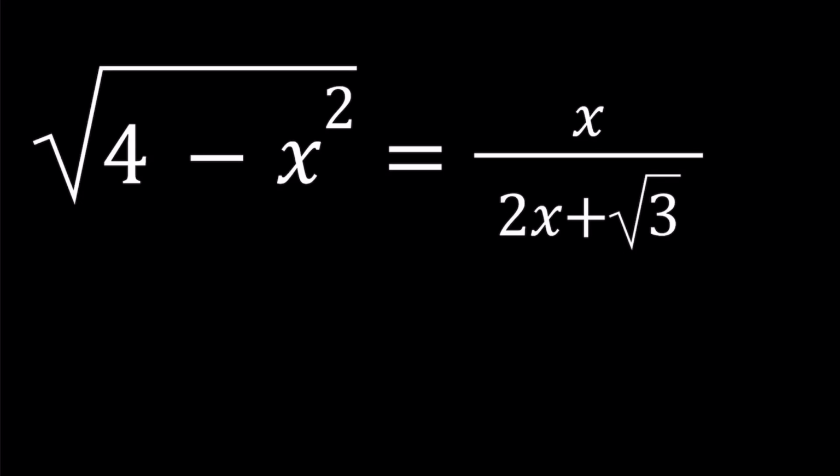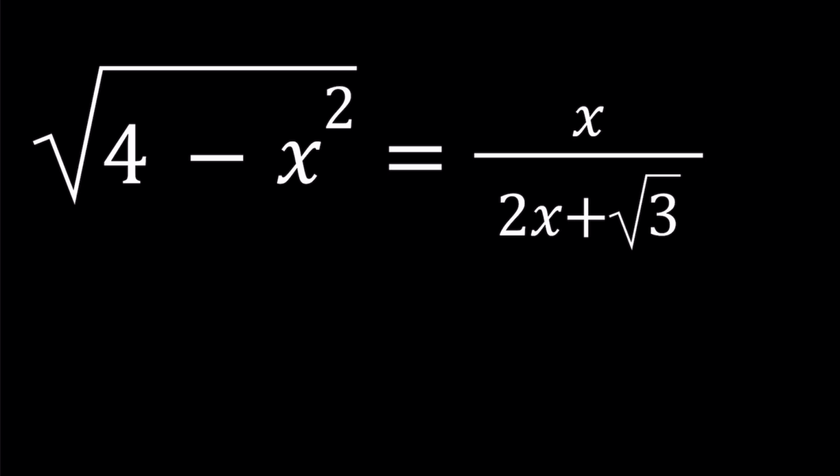Hello everyone. In this video we're going to be solving a radical equation. We have the square root of 4 minus x squared equals x over 2x plus root 3. And we're going to be solving for x values. Now, let's take a look at this equation.